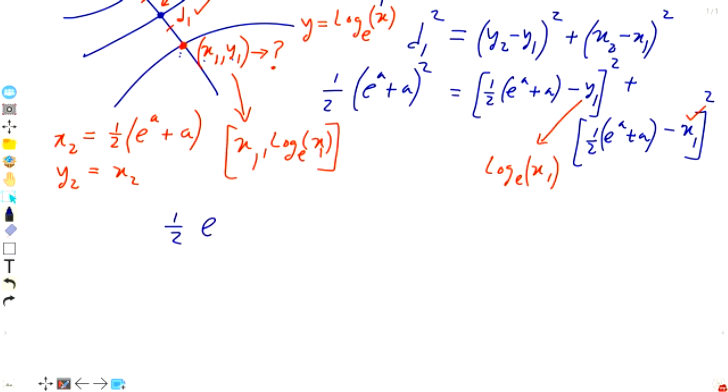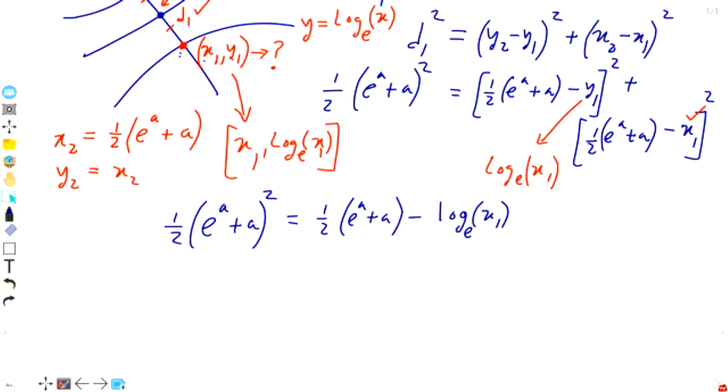Half EA plus A squared is equal to half EA plus A minus now this log E x1 square plus, that is the same, right? So I'm going to copy this.